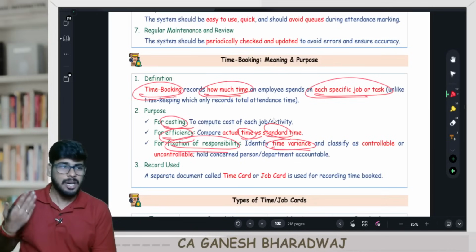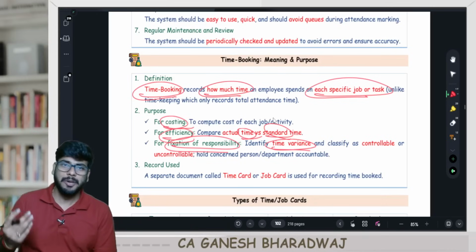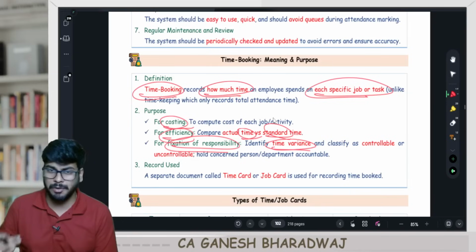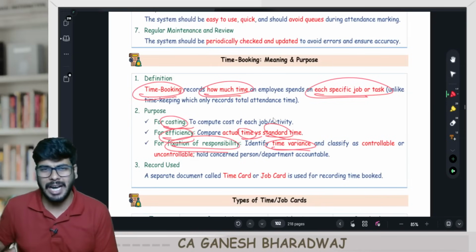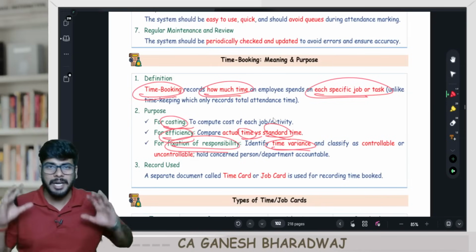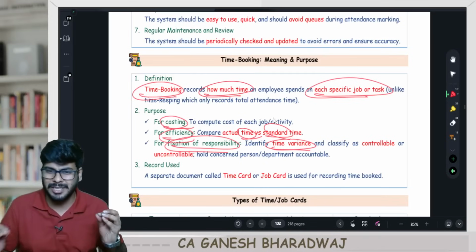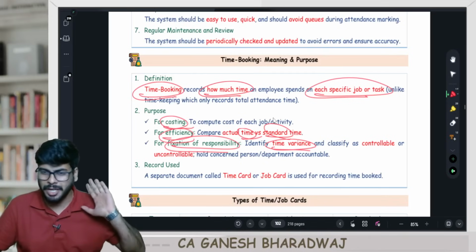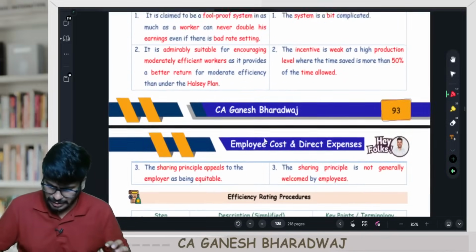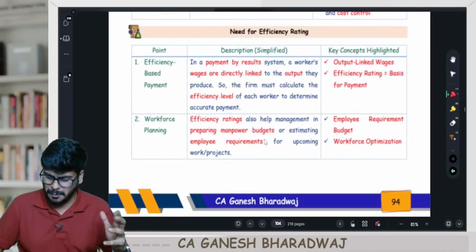So when you are identifying the time variance, right? So who has spent more time on which job? If he's efficient, if there is a favorable variance, you go and reward him. If there is an unfavorable variance, you can just go and penalize him for this. Clear with this, guys? This is the broader difference between your timekeeping and time booking. Clear with this, guys? Right? So that's the most important thing in this particular chapter.